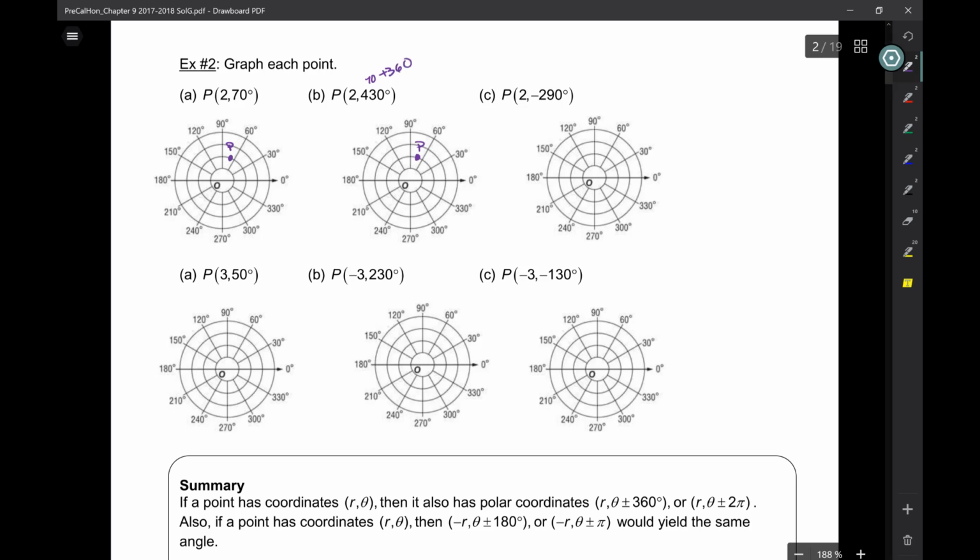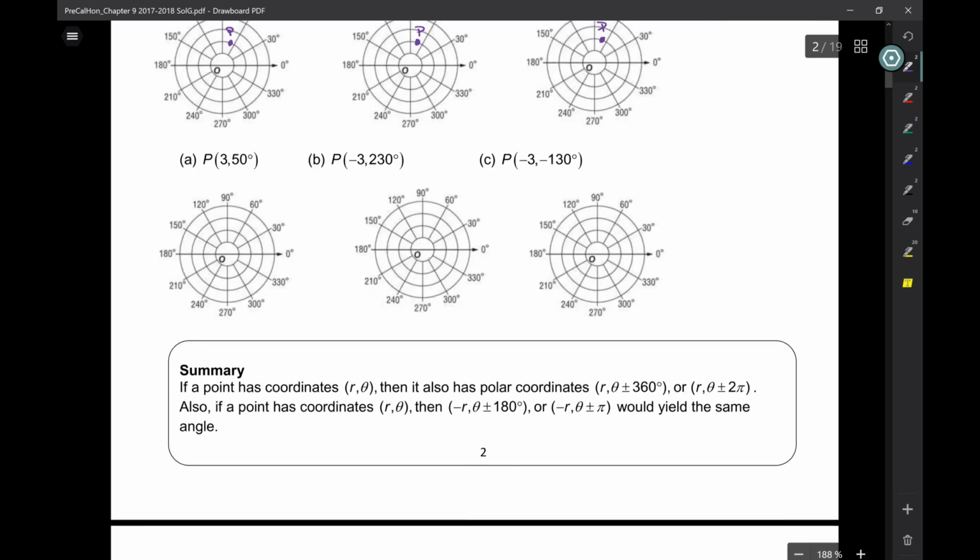And then what about that one? Negative 290 degrees? Oh my gosh, same exact point, right? Because here we did 70 minus 360, right? So what does that tell you? If you have your theta plus or minus 360, you get to the same point, right? Or theta plus or minus 2 pi. Correct?